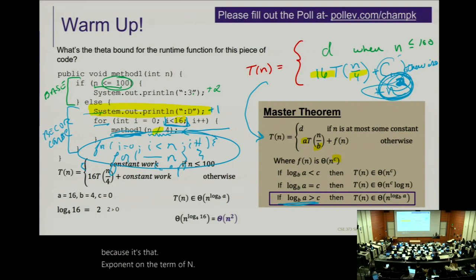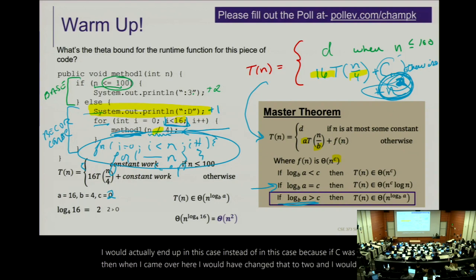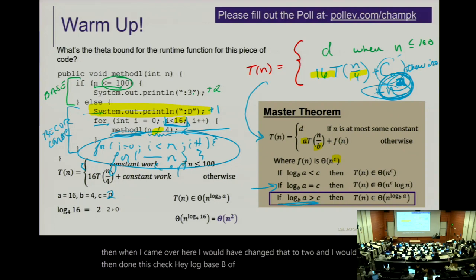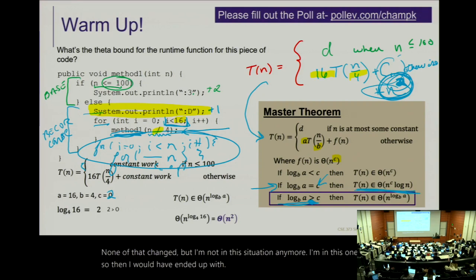Clarifying questions? Yeah. But it wouldn't change your big theta. In this particular situation, if C became 2, then when I come over here, I would actually end up in this case instead of in this case. If C was 2, I would have changed that to 2, and I would have then done this check. Hey, log base B of A, that's still log base 4 of 16. None of that changed. But I'm not in this situation anymore. I'm in this one. And so then I would have ended up with apparently n squared log n.